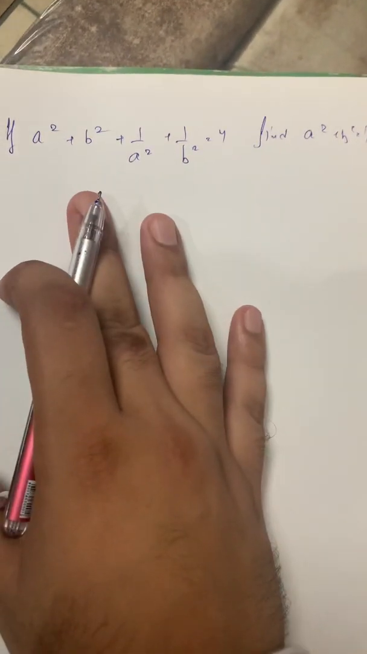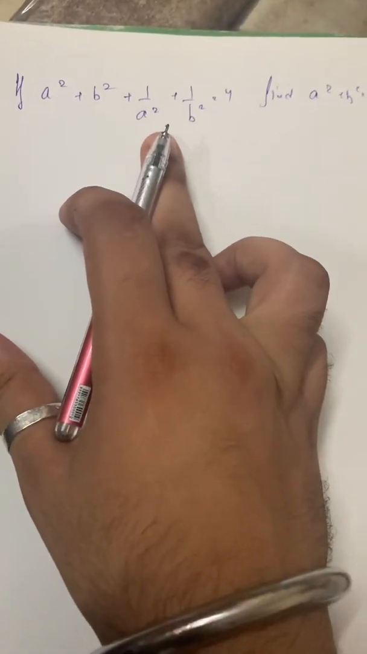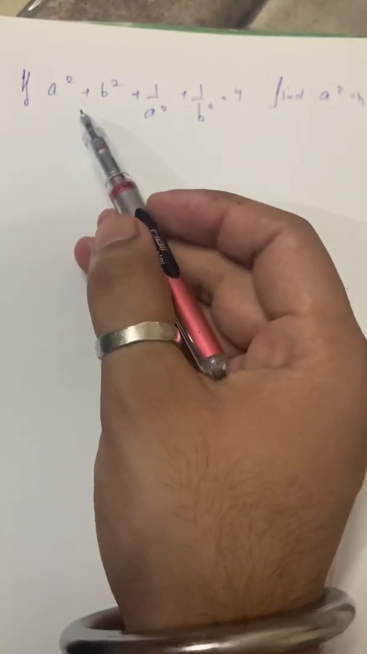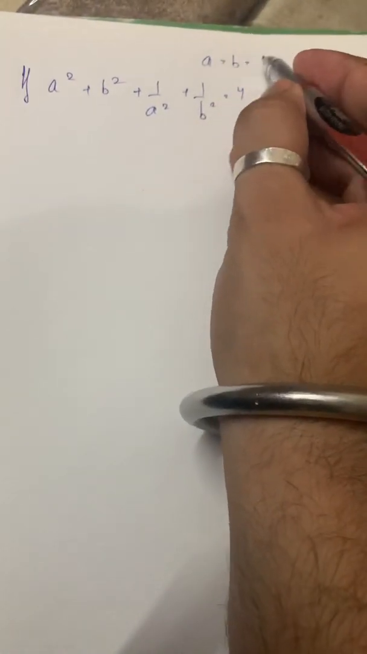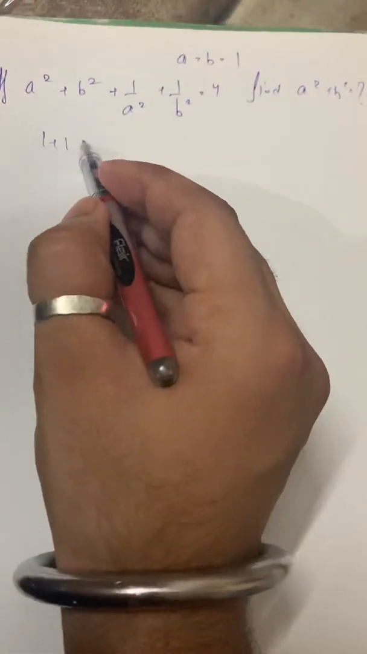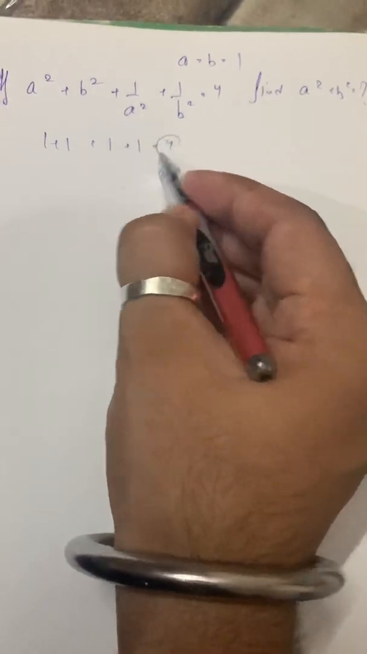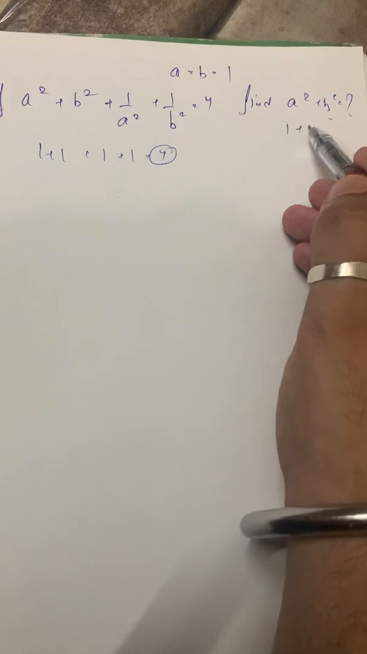Now the normal method will be difficult to solve, we would even need to complete the squares in that case. But what I can see here, if I put a equal to b equal to 1, is my value satisfied or not? That is 1 plus 1 plus 1 plus 1, that will be 4, because 1 square is always 1. So 1 square plus 1 square, the answer should be, 1 plus 1, the answer will be what?